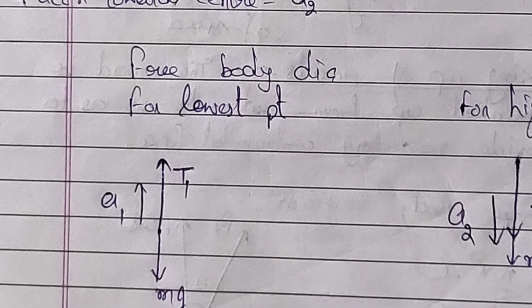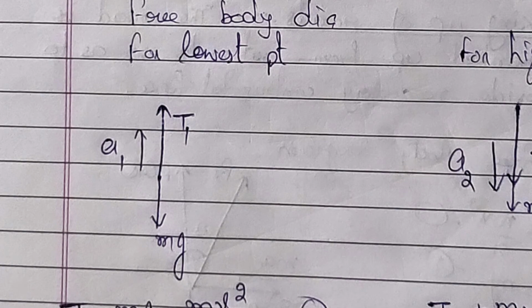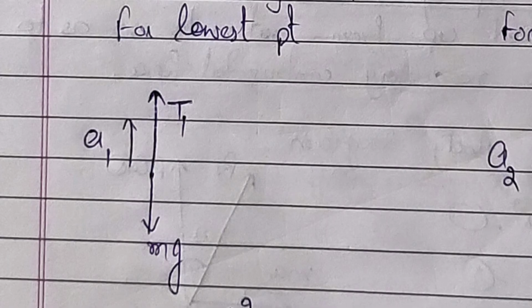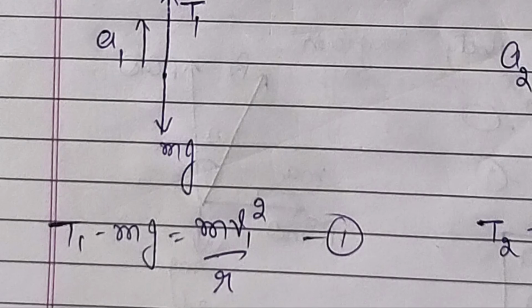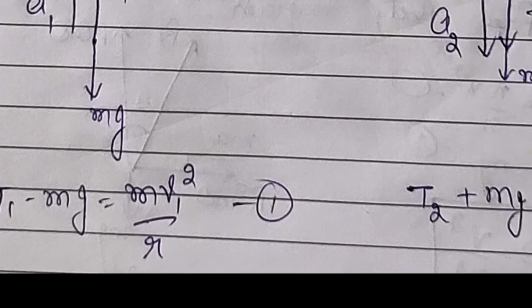So make a free body diagram for the highest point and the lowest point. First, for the lowest point, use this formula again: net force is equal to mass into acceleration. T1 minus mg is equal to mv1 square by r.